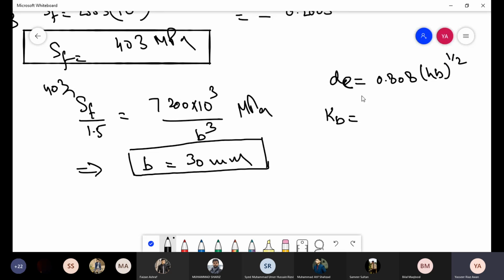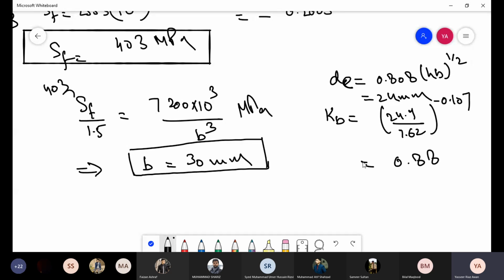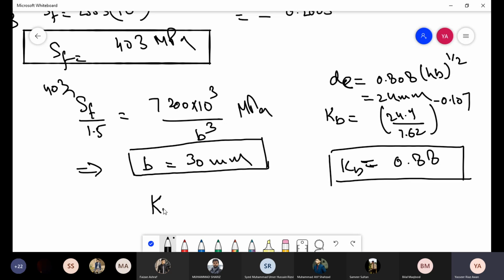this. So that gives you the equivalent diameter as 24 millimeter, and for 24 millimeter the size factor equation is, so the size factor turns out to be 0.88. So for our size of 30 millimeter, you have a size factor of 0.88. In solving this, we took KB is equal to 0.85.